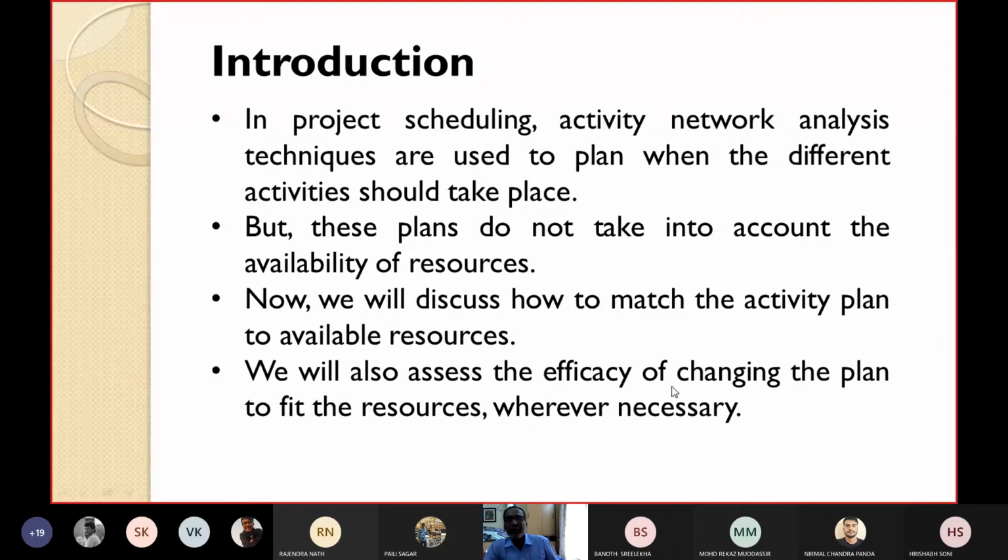So we also have to assess the efficacy of changing the plan to fit the resources, because resources are not constant. Sometimes some of the resources will disappear. Some of the manpower, some of the programmers will leave. Sometimes you get some additional money and can get more computers or workstations. Then the original plan has to change. How we can assess the efficacy of changing the plan to fit the resources, that also we'll discuss today.